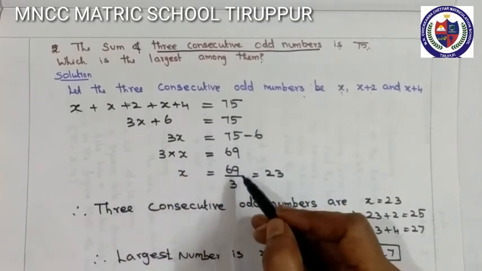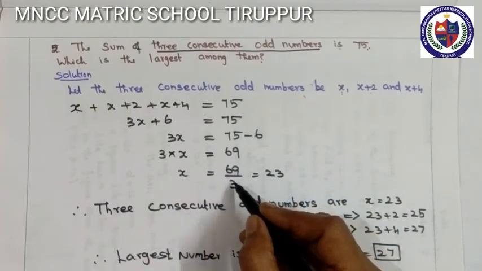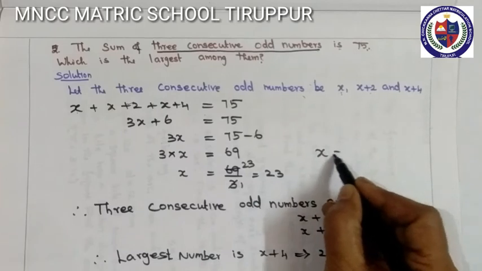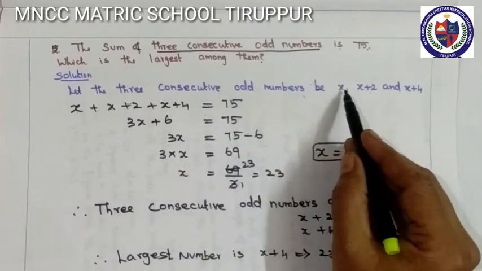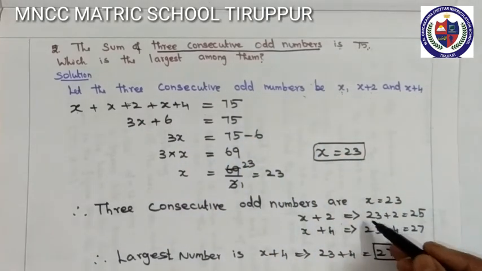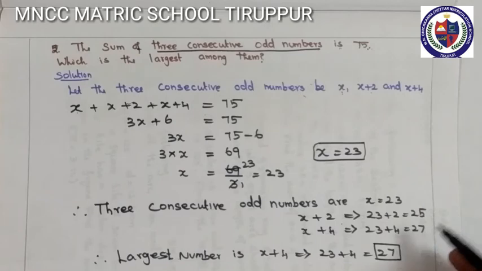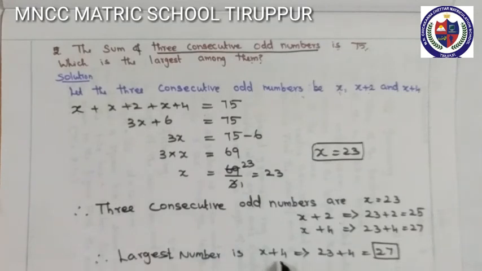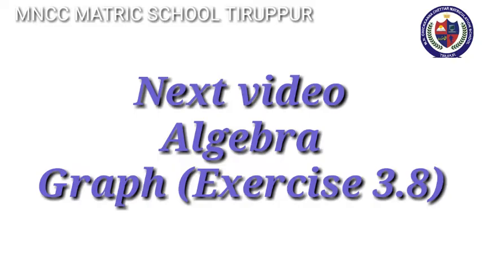So multiplier 3 goes to the opposite side as divide. Now x equals 69 divided by 3. 3 table: 3 one time. 69, 23 times. So now x answer is 23. So the 3 consecutive odd numbers: x is 23, x plus 2 is 23 plus 2, 25, x plus 4 is 23 plus 4, 27. The question is, which is the largest among them? So largest number is x plus 4. So your answer is 23 plus 4, 27. This is your answer.